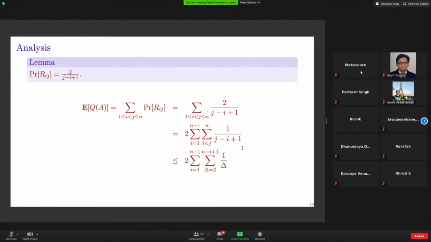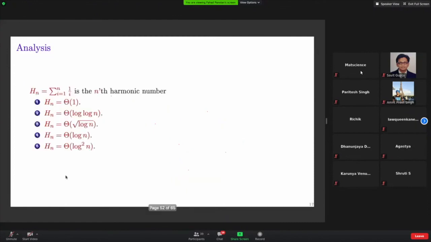Yeah, O of log n. If you go till 1 by n, that is called the harmonic series. So Hn is equal to 1 plus 1 by 2 plus 1 by 3 plus 1 by 4, etc. And you can try to prove that this number is theta of log n, or order of log n. The proof is a very simple puzzle, you can try to prove it. And this quantity is theta of log n.